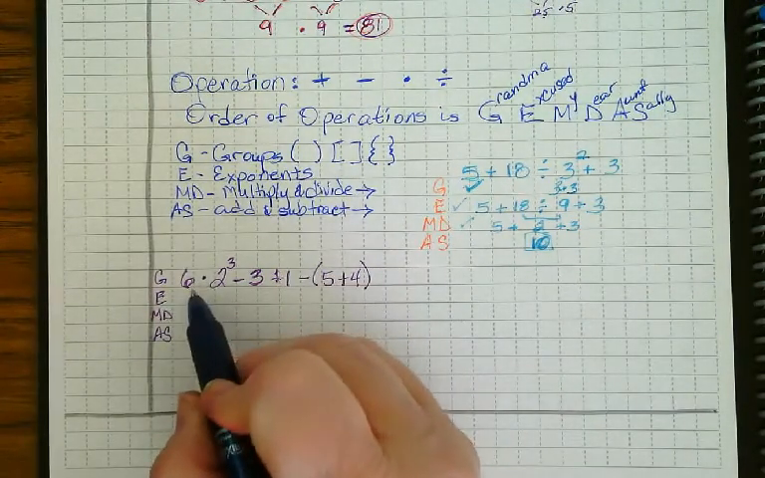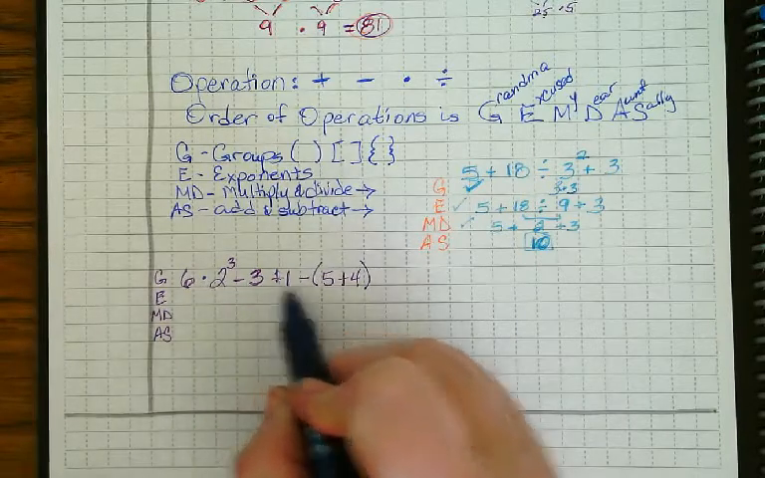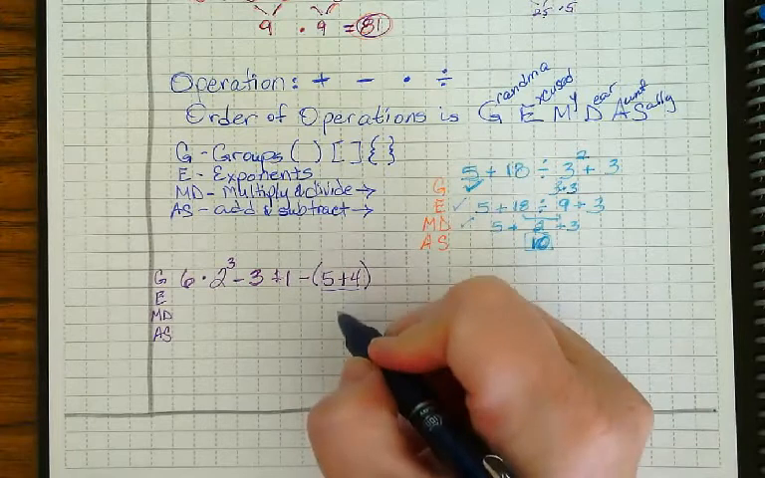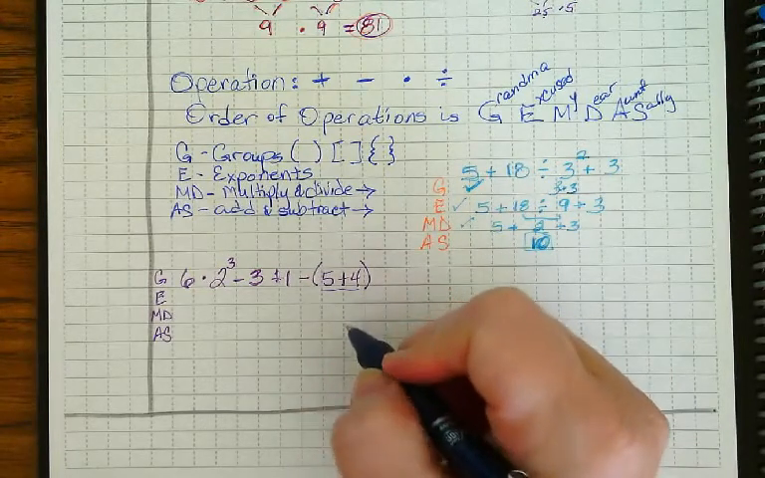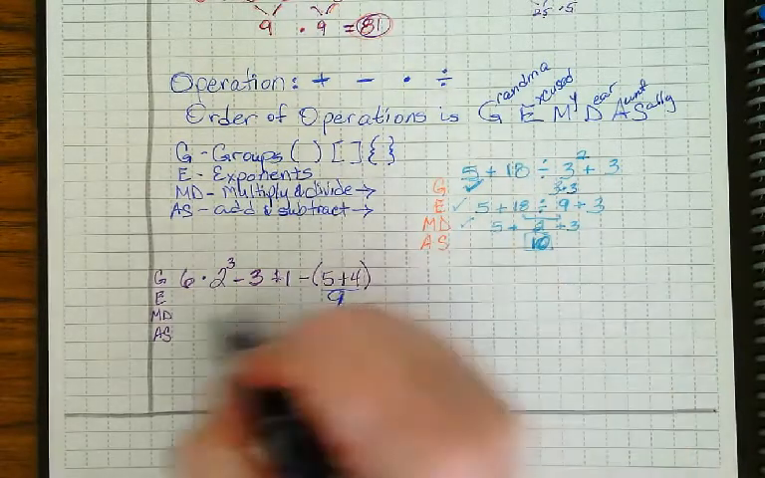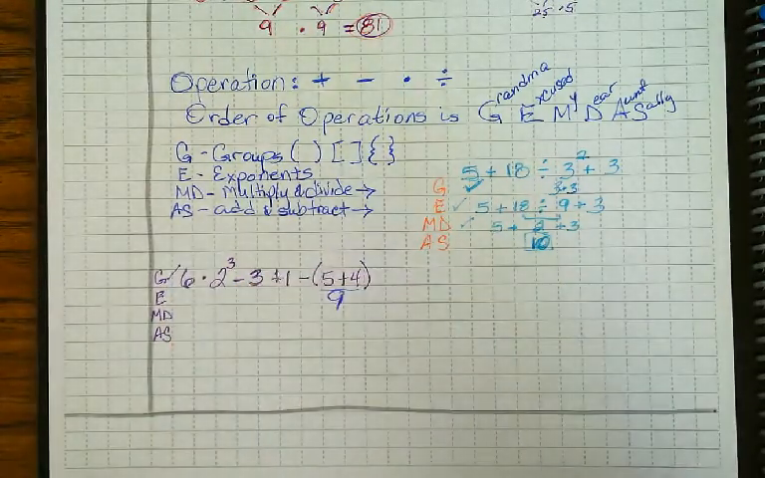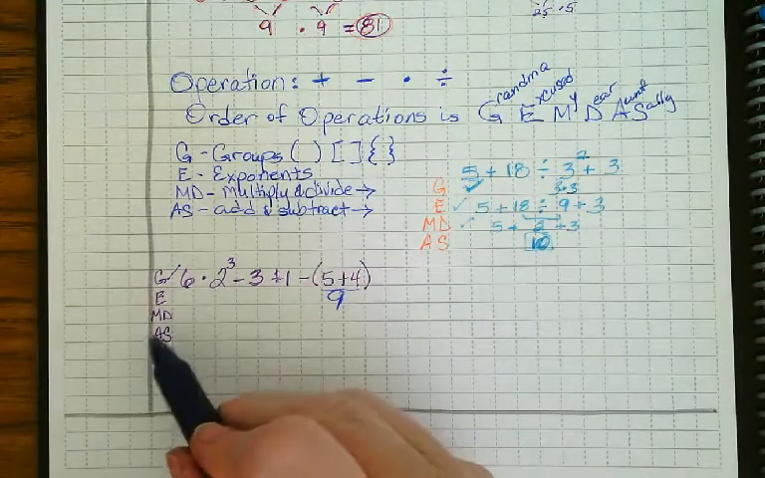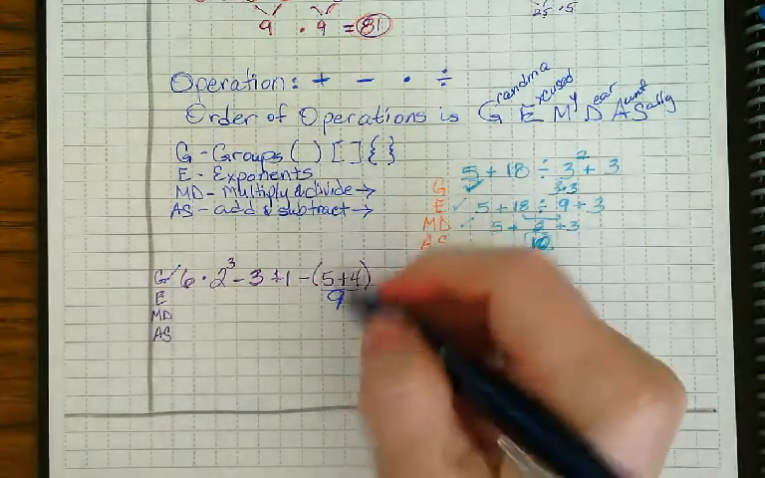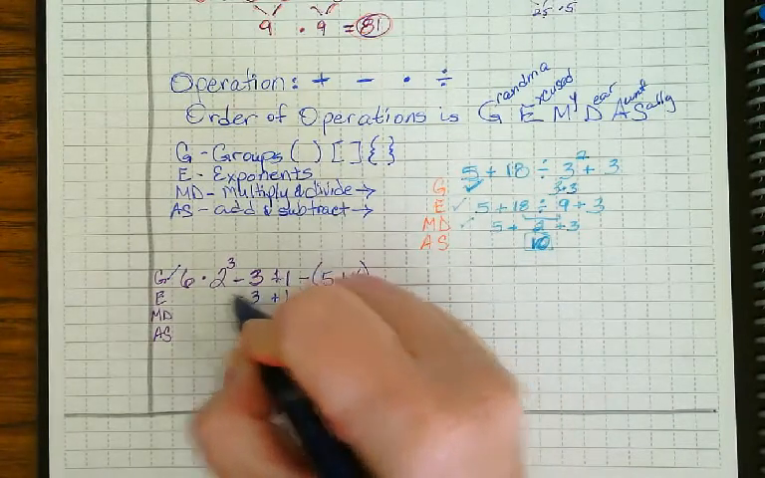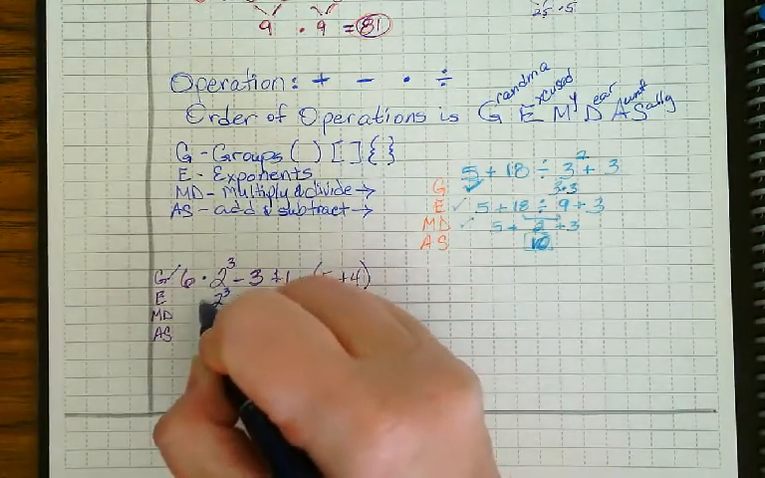6 times 2, oh look, here's a group right there. 5 plus 4. That gives us a 9. So we've done G. Check. So now exponents. Oh, wait a minute. First we have to do this. Minus 3 plus 1 is 2, so 2 cubed, times 6.